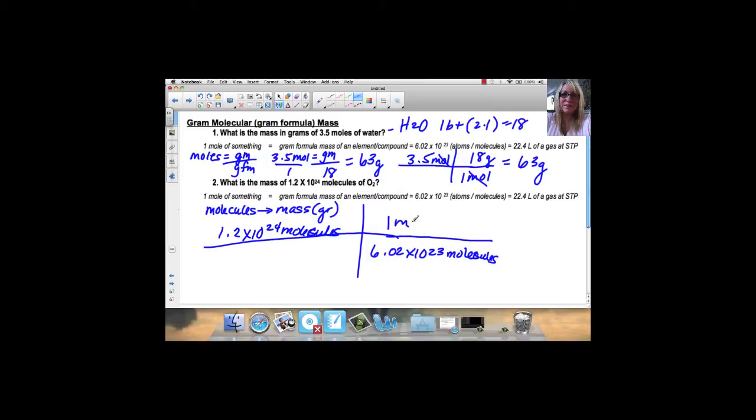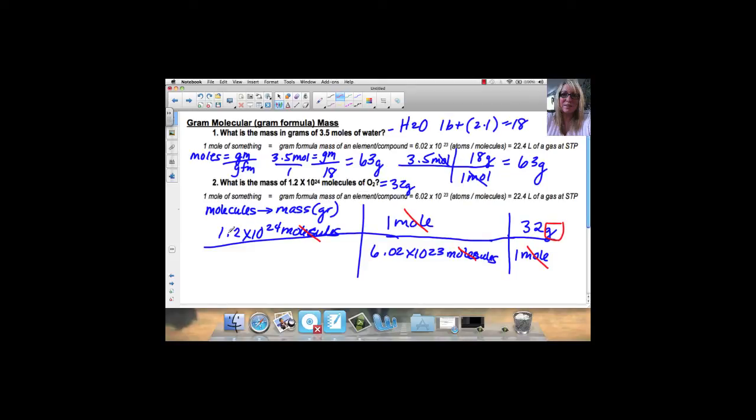And that equals 1 mole. So my molecules will cancel. But I am not to grams yet. Remember, I want grams. However, I do know another conversion factor. I know that 1 mole is equal to the GFM, and I am dealing with O2. So the mass of O2 is 2 times 16, which is 32 grams. So 1 mole is equal to 32 grams. So now my moles cancel. I'm left with grams, which makes me very happy.